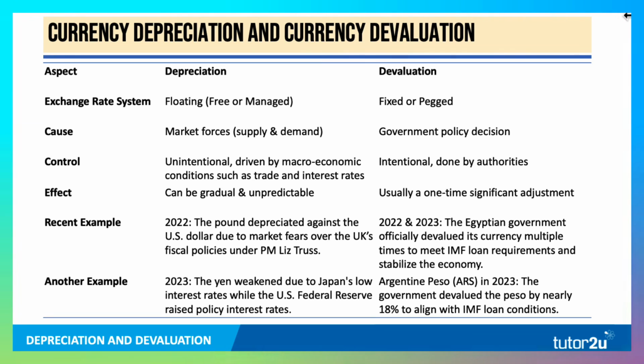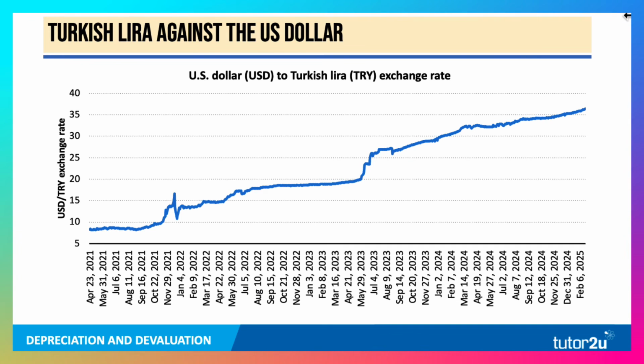It's intentional. It's usually a one-time adjustment, although sometimes you get 2 or 3 devaluations in a row. Good examples recently, the Egyptian government devaluing their currency, and in Argentina they devalued by 18% their peso to align with IMF loan conditions. Here's a good example of devaluation, the Turkish government devaluing the lira against the US dollar.